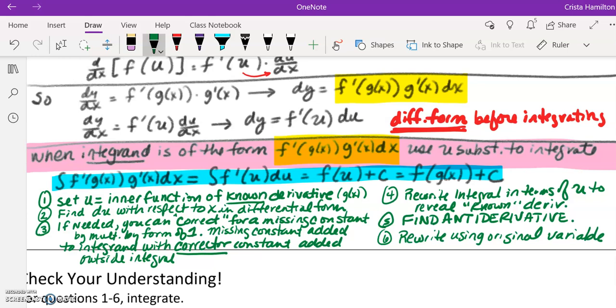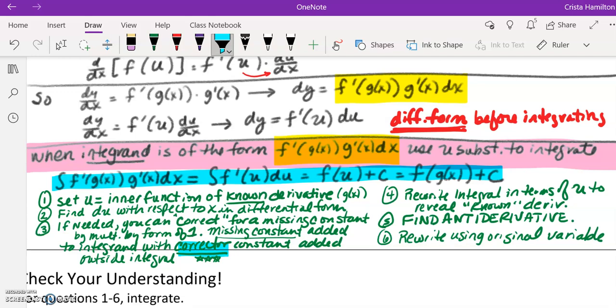And remember, that's the only thing. It's only a missing constant that you can correct for. Nothing else. If you're missing a variable or anything, you cannot correct for that. You can only correct for a missing constant. You can add the missing constant to the integrand and put a corrector on the outside. Okay? So it's the corrector that's going to be the important part of that.